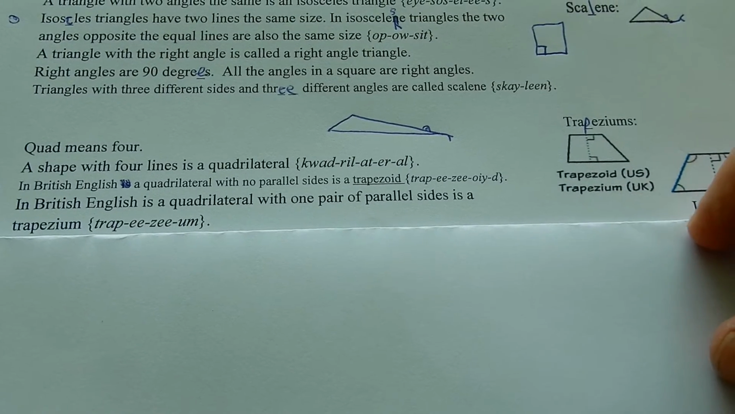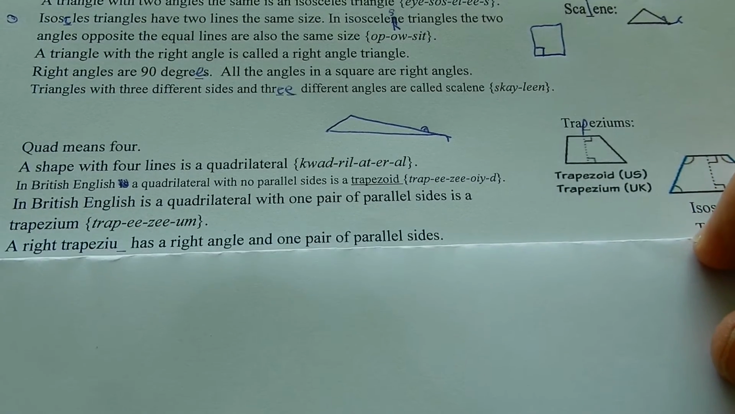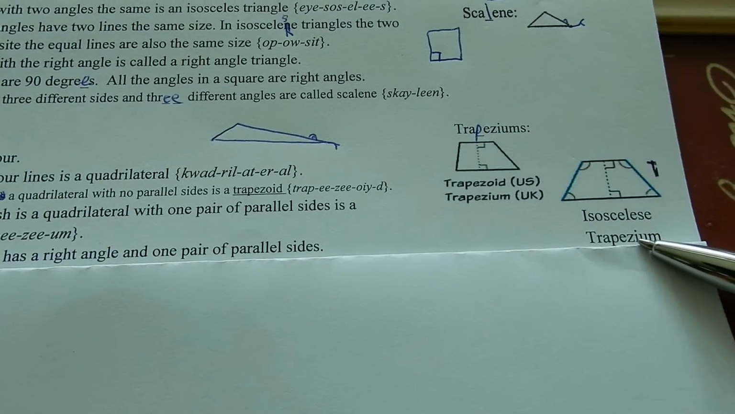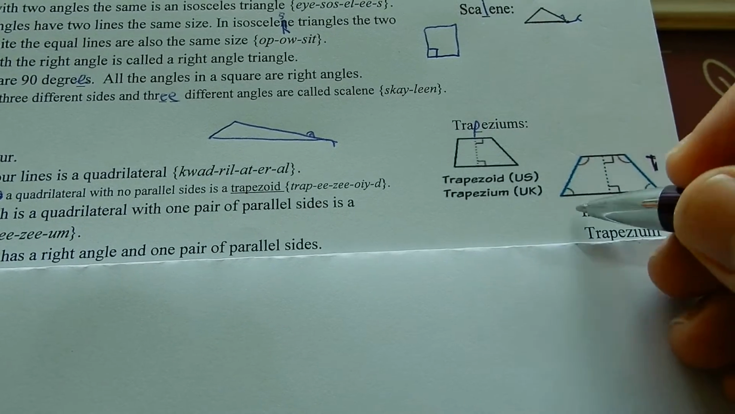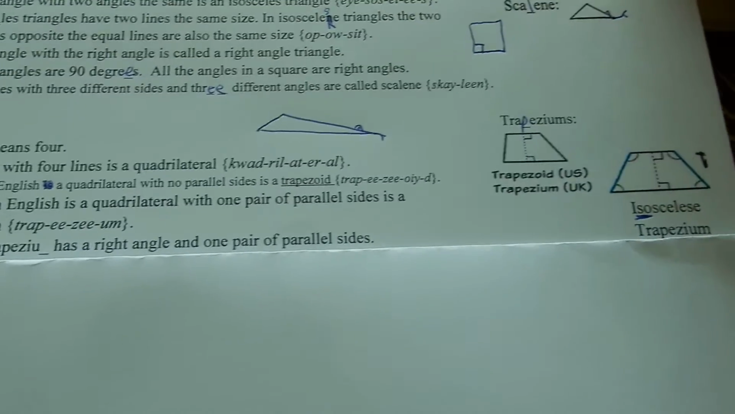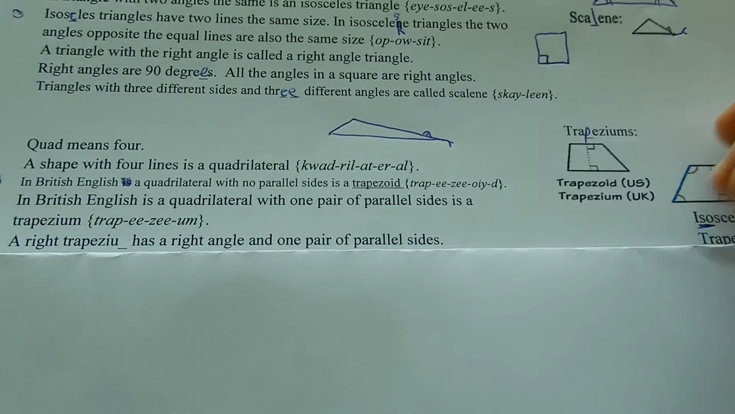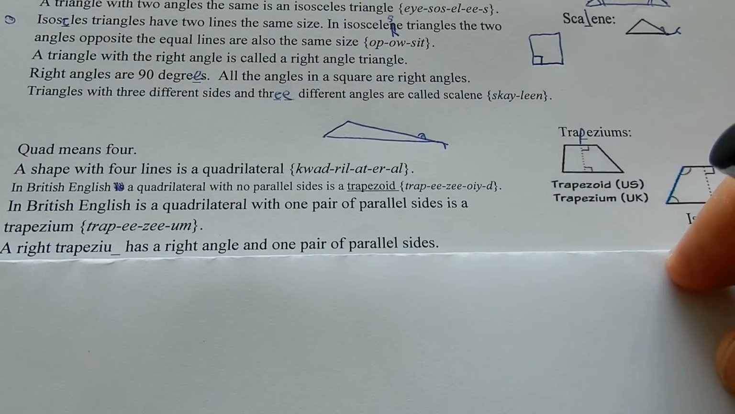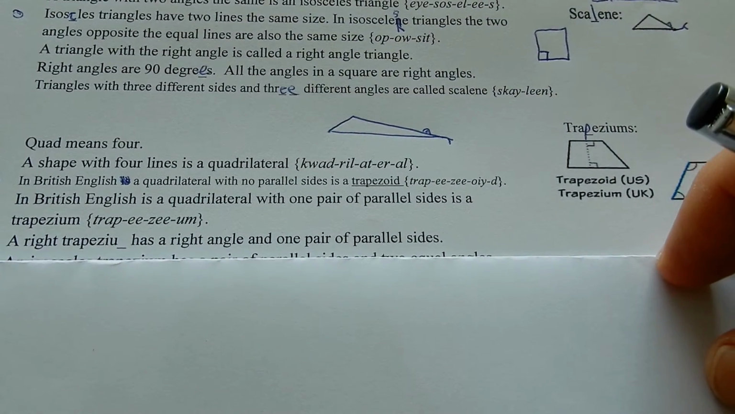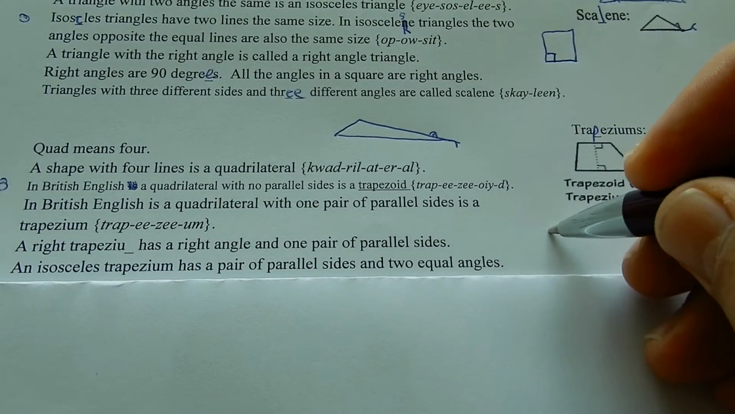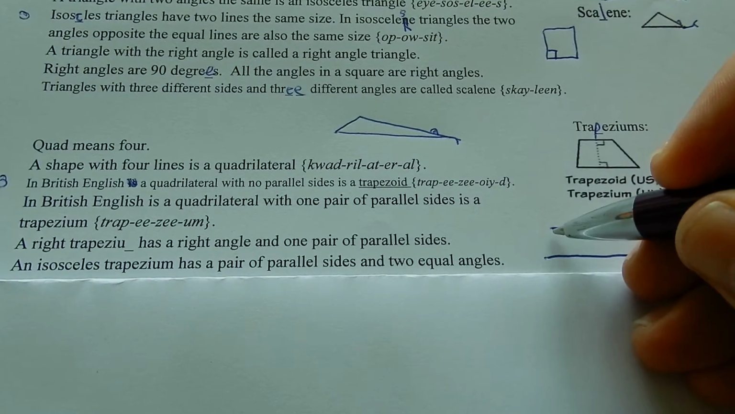Trapezium. That causes trouble when we use the same words to mean different things. This is an isosceles trapezium. Iso means two, the same, just like isosceles triangles. A right trapezium has a right angle and one pair of parallel sides. All trapeziums have a pair of parallel sides. Parallel means they're going in the same direction.